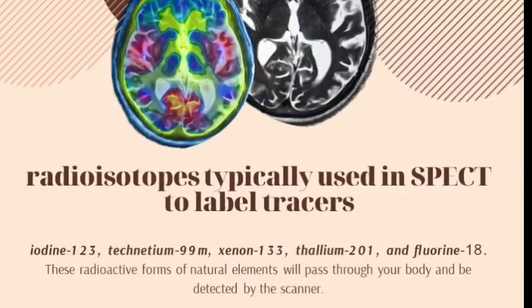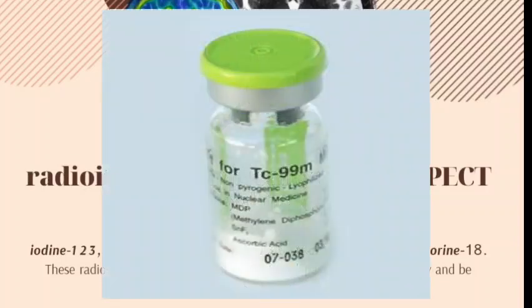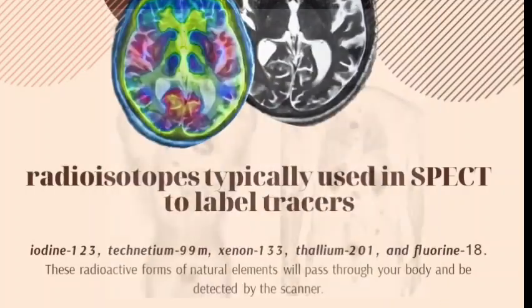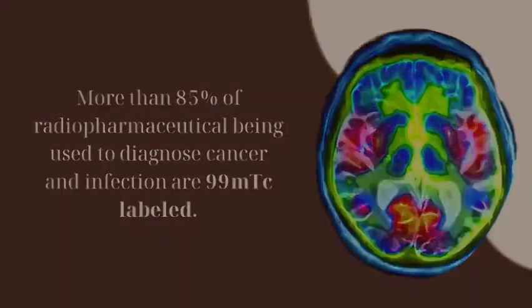Radioisotopes typically used in SPECT to label tracers: iodine 123, technetium 99, xenon 133, thallium 201, and fluorine 18. These radioactive forms of natural elements will pass through your body and be detected by the scanner. More than 85% of radiopharmaceuticals being used to diagnose cancer and infection are technetium 99 labeled.